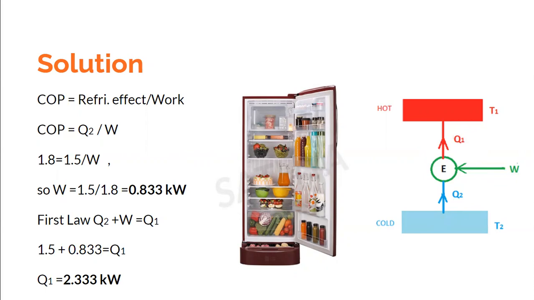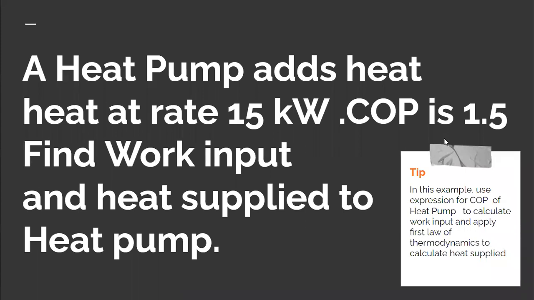Now the third concept, third important device, namely the heat pump. Again, the method remains the same. You need to copy down this question. You must know the concept of heat pump. So the problem reads as follows. A heat pump adds heat at the rate of 15 kilowatts. So the rate at which the heat is added is 15 kilowatts, and the coefficient of performance of this heat pump is given to be 1.5.